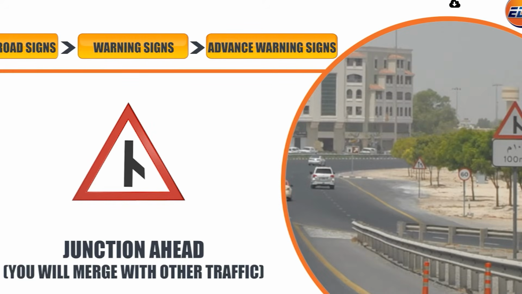Junction ahead. Traffic merges from right side. This sign warns the driver that there is a junction ahead where the traffic will merge into your road from the right side. Usually it is found on main roads where the traffic approaches from the side road. In this situation, drivers must slow down and be alert for the traffic.